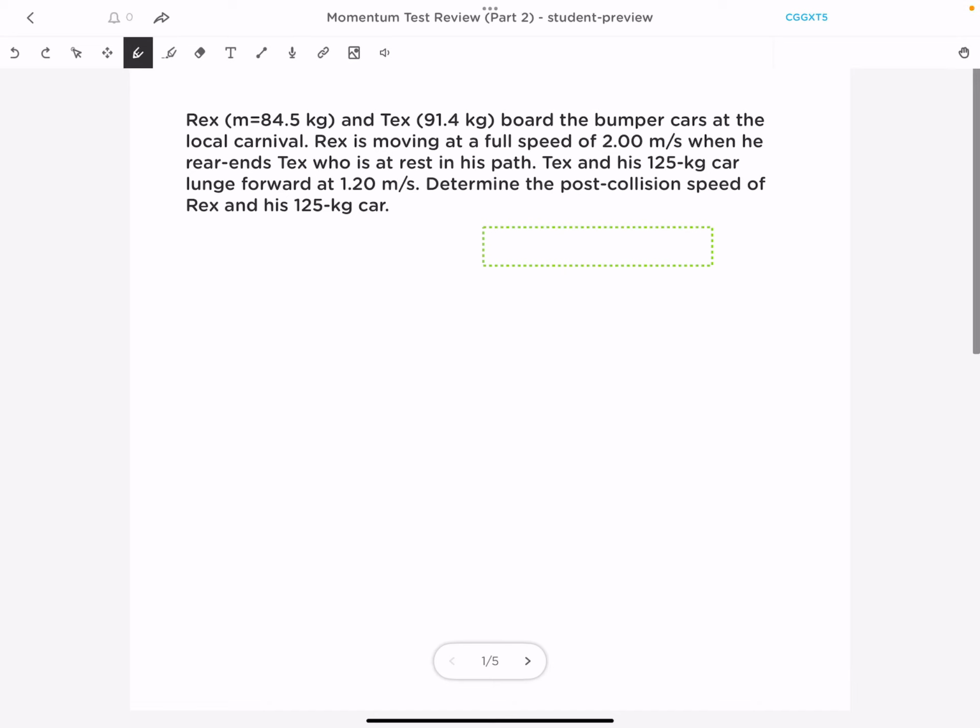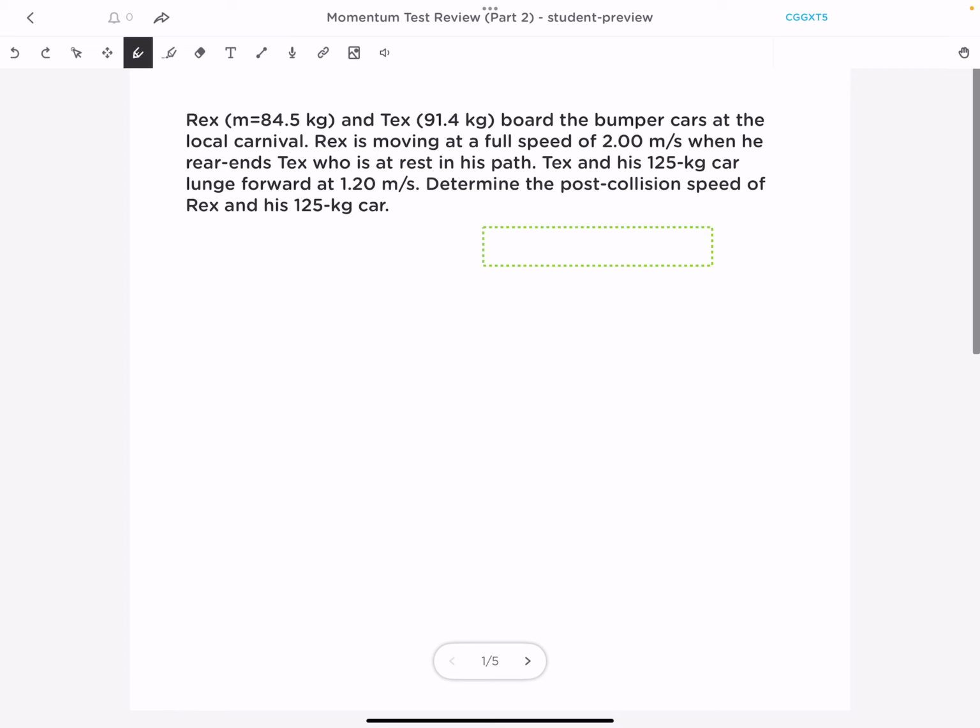Okay, so for this video, I'm going to be going over the momentum test review problems from the class kick in terms of how to solve them. So we'll start here with Rex and Tex. This is going to be a collision problem where we're going to want to use the conservation of momentum.